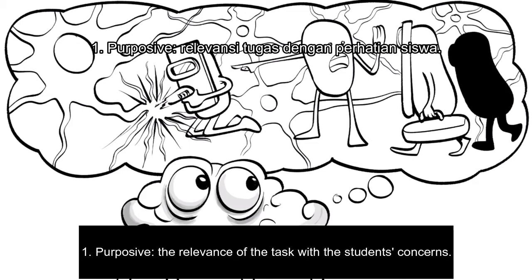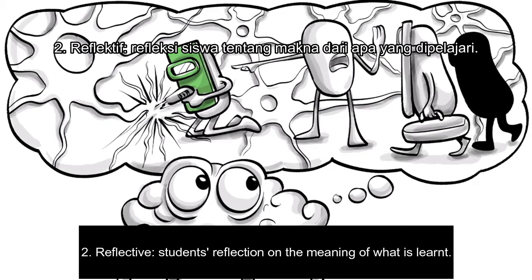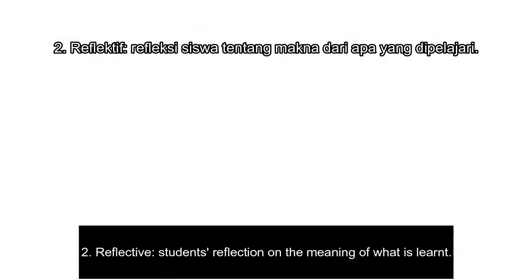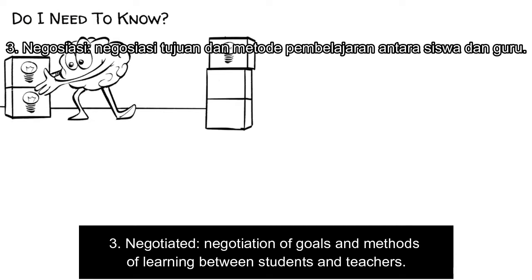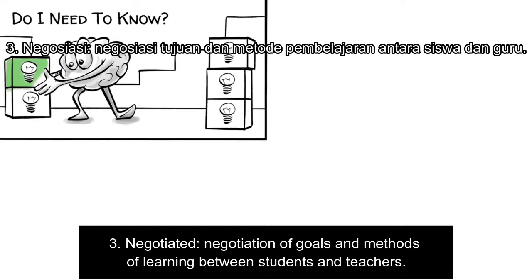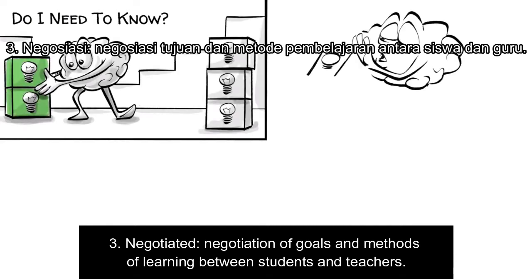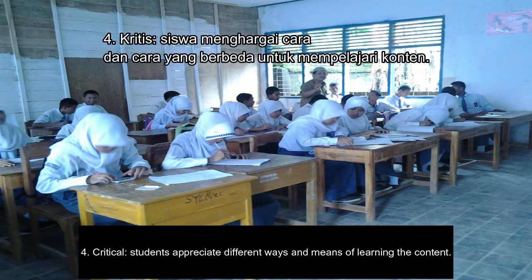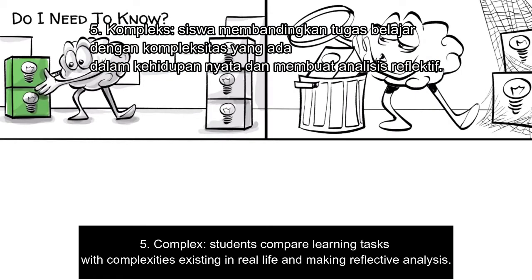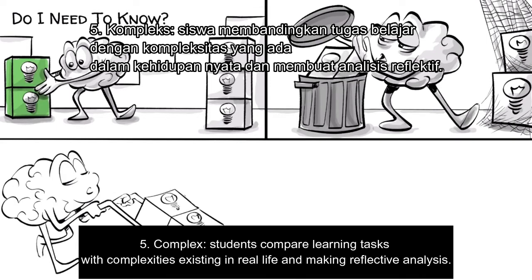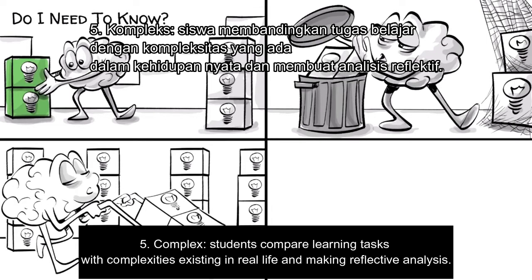1. Purposive, the relevance of the task with the student's concerns. 2. Reflective, student's reflection on the meaning of what is learned. 3. Negotiated, negotiation of goals and methods of learning between students and teachers. 4. Critical, students appreciate different ways and means of learning the content. 5. Complex, students compare learning tasks with complexities existing in real life and make reflective analysis.